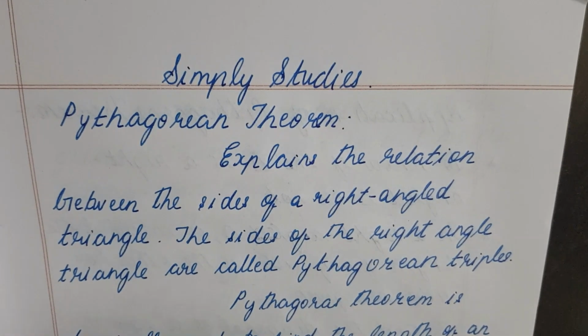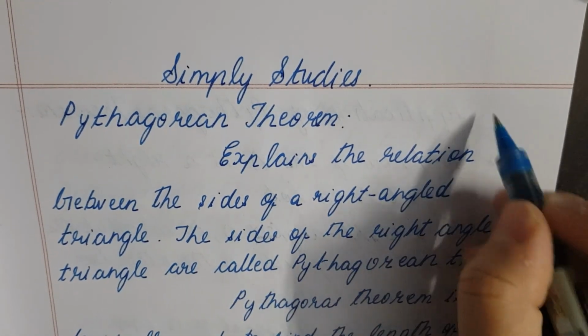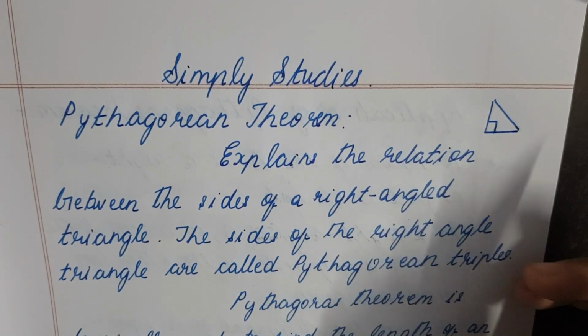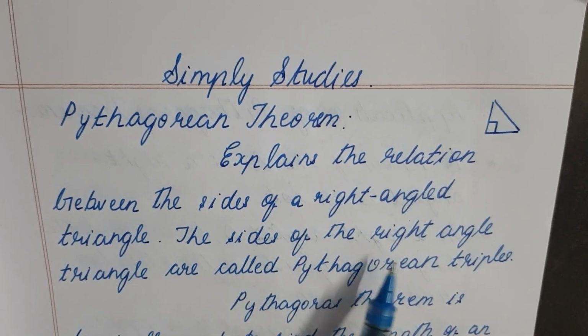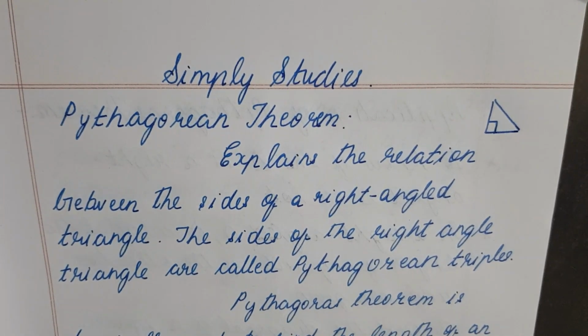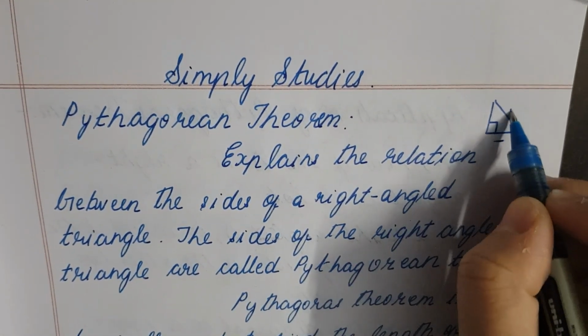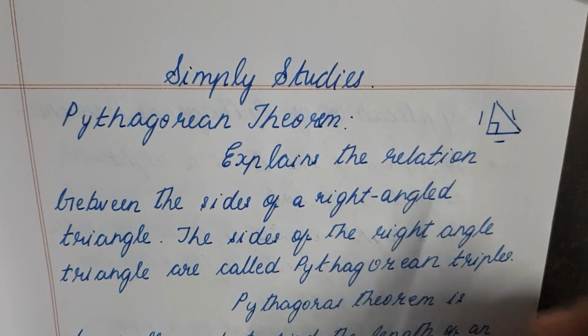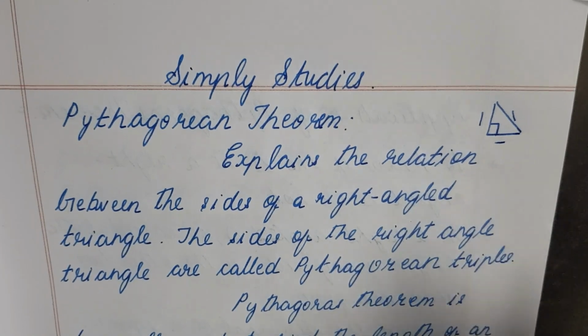So you know what is a right-angled triangle? A right-angled triangle is always 90 degree is a right-angled triangle. Okay, so the sides of the right-angled triangle are called the Pythagorean triples. So இது ஒரு side, இது ஒரு side, இது ஒரு side. So இந்த மூணு சைடும் சேர்ந்தது தான் is Pythagorean triples.